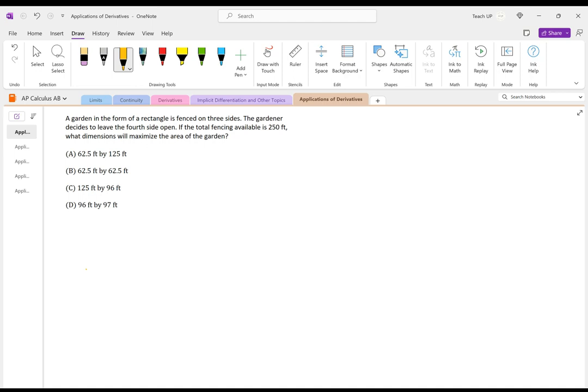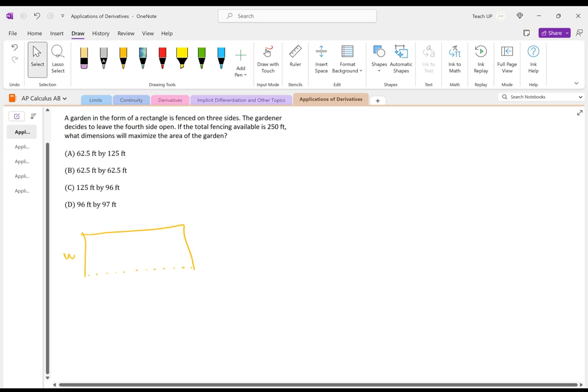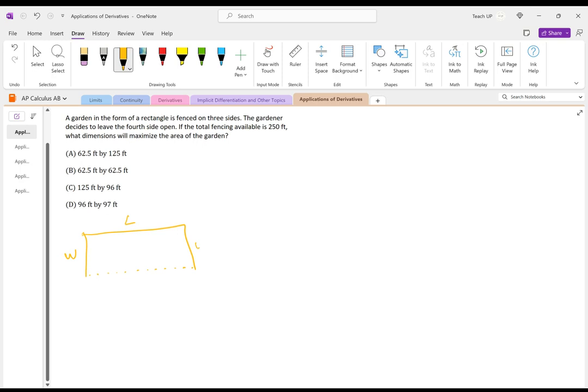So to get started, I like to just have a small diagram to help me visualize what we're working with. So here we have this area. On one side we have W, we have the length, we have another W, and then the fourth side is open, and we want to fence it with 250 feet. So that means we have here 2W plus L is going to equal 250.